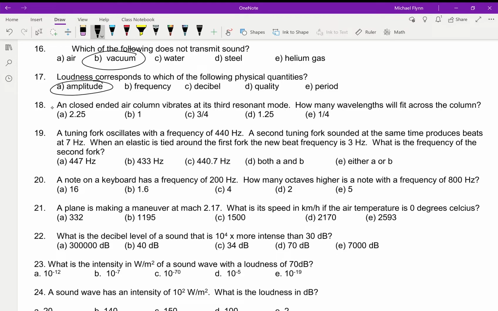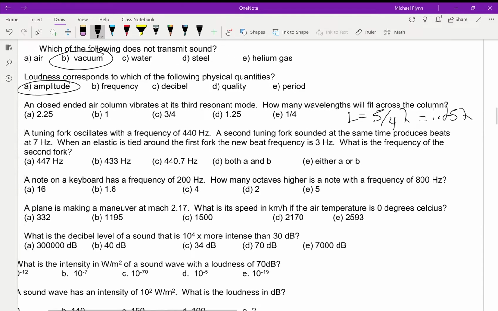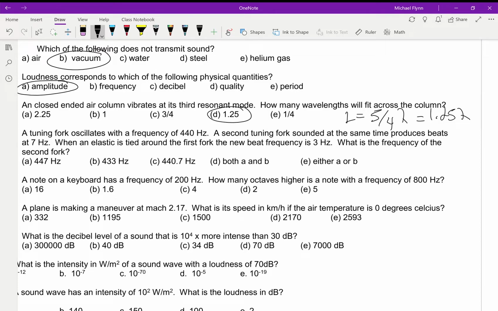Okay, so a closed-ended air column is in this third resonant mode. How many wavelengths will fit across the column? So in the third resonant mode for a closed column, the first one is 1/4, the second one is 3/4, and the third one is 5 quarters of a wavelength. Well, 5/4 is equal to 1.25 wavelengths. So the answer is D.